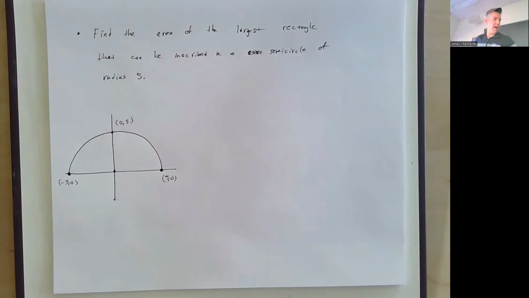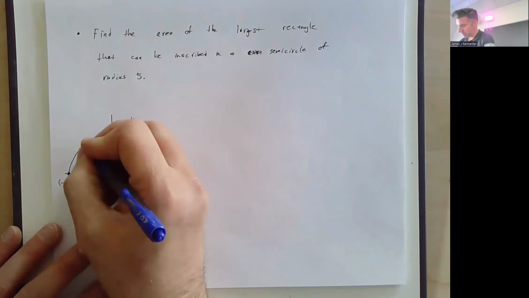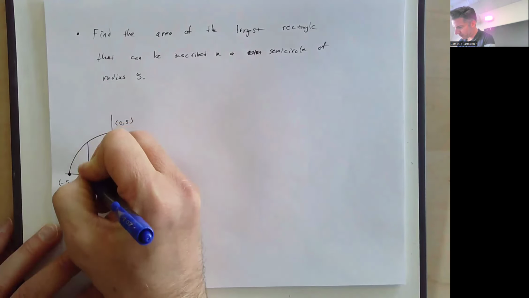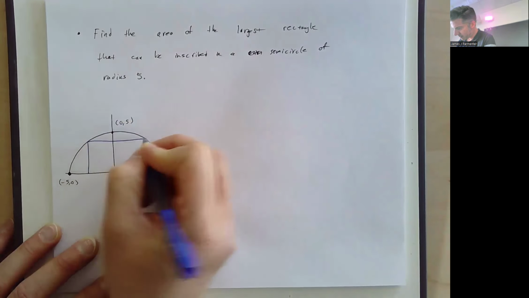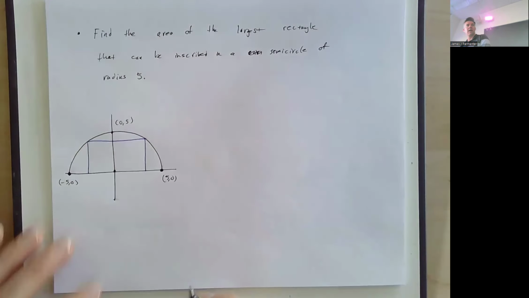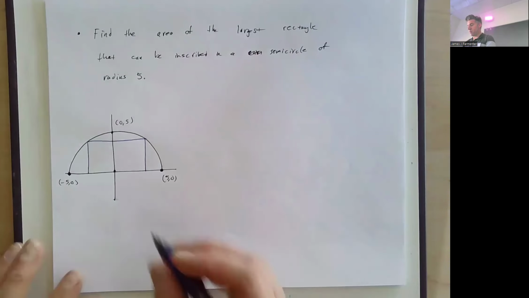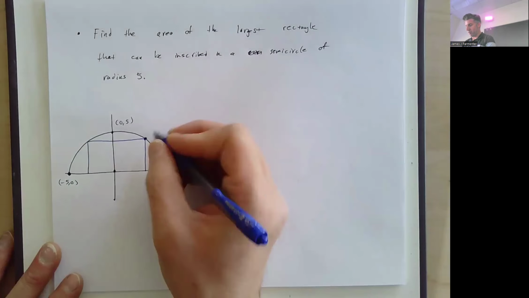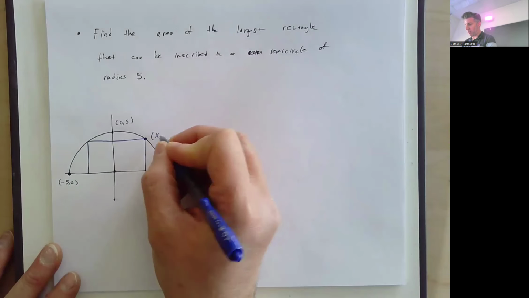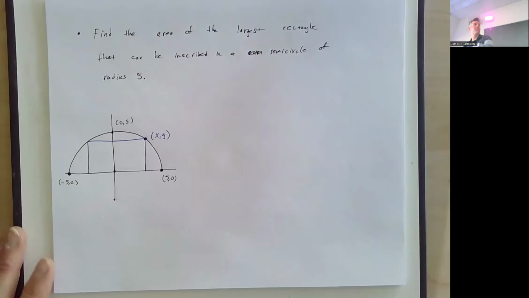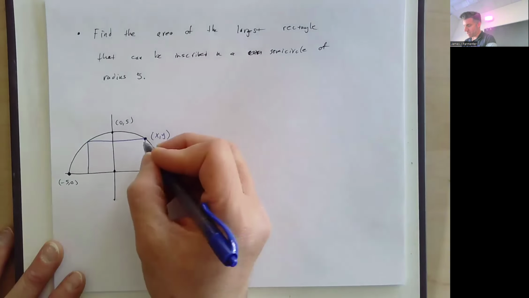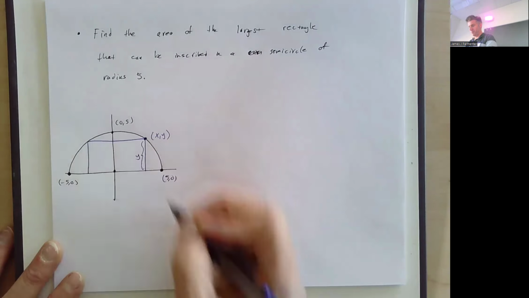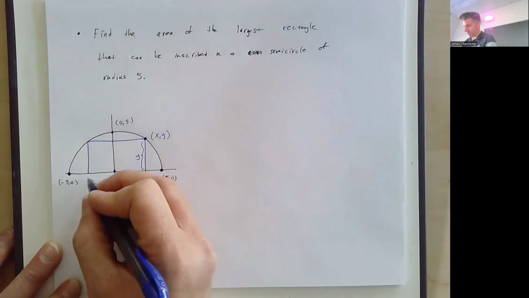And then I'm going to draw my inscribed rectangle. So maybe my rectangle looks like this. And I'm going to label the sides. Now, what I'm really going to think about is the fact that the corner of this rectangle touches the circle at some point. Let's call it (x, y). The height of this rectangle is y. The base of this rectangle is what?